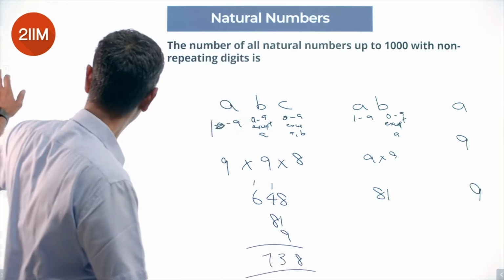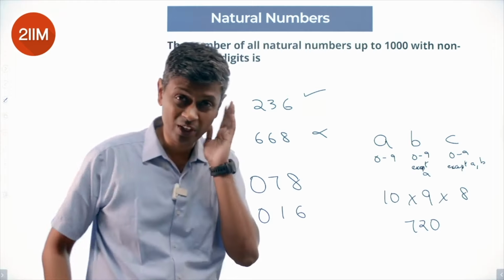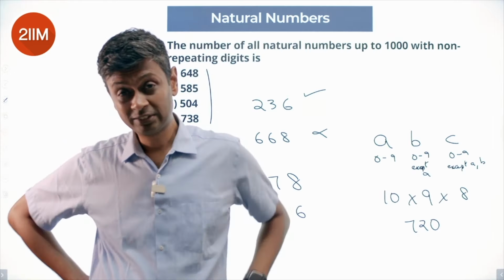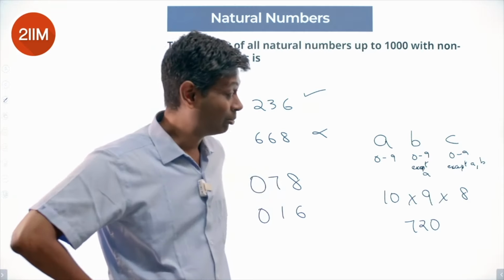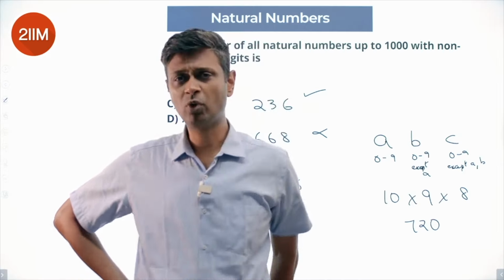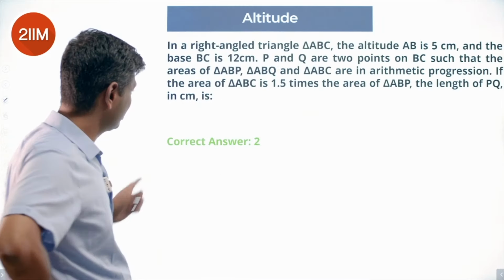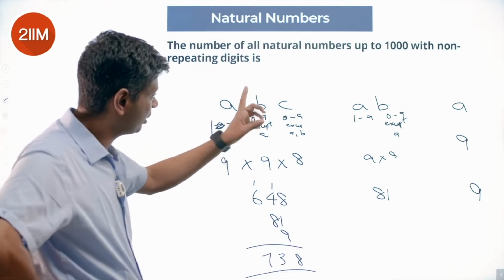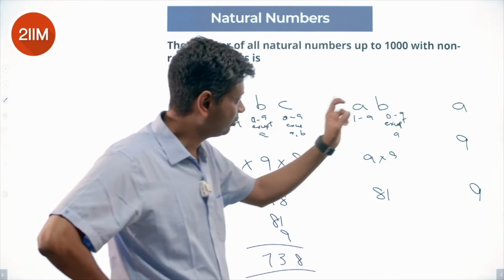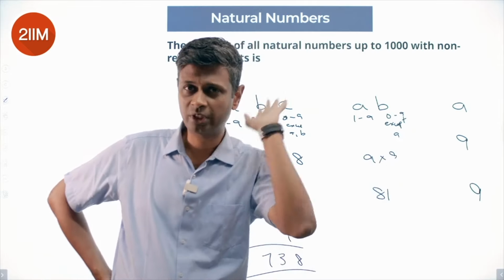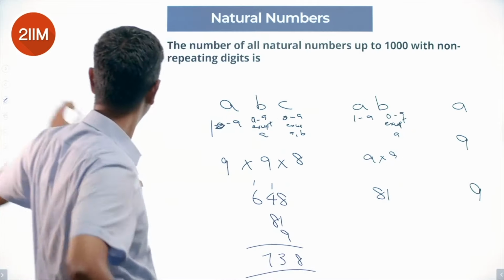Initially, I tried to do it by this method, and then I got confused. I got worried because there are some numbers like 0, 0, 1, 0, 0, 2, I should count them. So I'm worried about this. I might end up missing something. I don't want to do this. I know that the 3-digit, 2-digit, 1-digit method works. Let me fall back into that method. So 3-digit, A, B, C, 1 to 9, 0 to 9 except A, 0 to 9 except A comma B. 2-digit: 1 to 9, 0 to 9 except A. 1-digit: 9 numbers here. 648 plus 81 plus 9, I'm through. Done. Very happy.